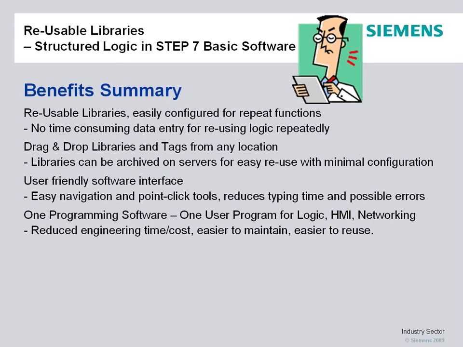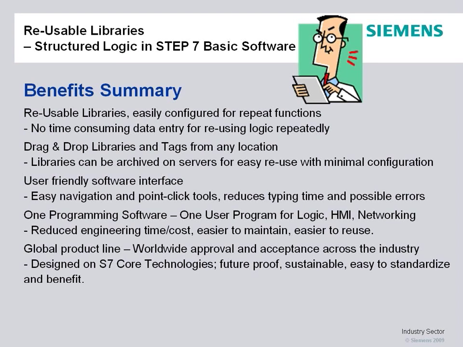Overall system capabilities is this one programming software for the S7-1200, one user program for logic, HMI, and networking. This greatly reduces engineering time and cost, and is easier to maintain. It's a global product line, has all Siemens controllers, worldwide approval, accepted across the industry. This is designed on S7 core technology, so you know it's future-proof, sustainable, easy to standardize and benefit.